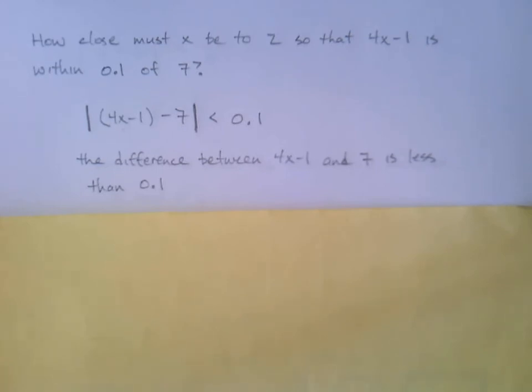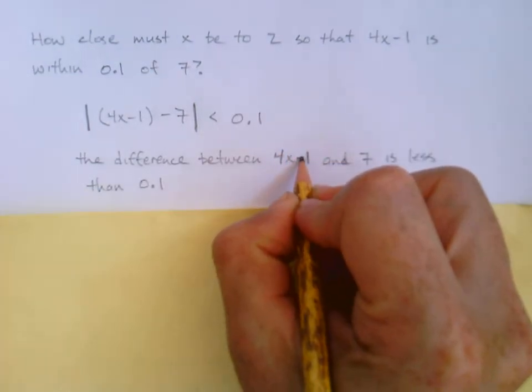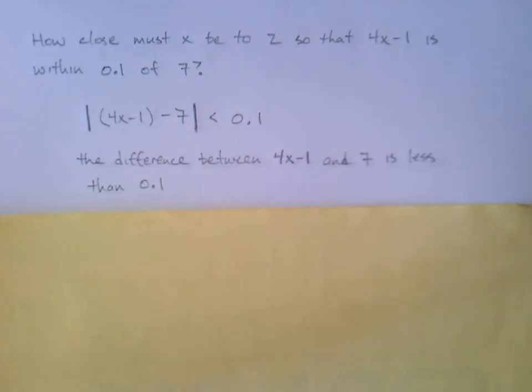So here's what I just said written out. The difference between my function 4x minus 1 and 7, the difference, the subtraction, is less than 0.1. And I take the absolute value because I don't want to think of the distance between them as being negative. Distance is always positive. Hopefully it'd be a little bit easier if we were in class and I could get a sense of whether you're on the same page with me. But that's not the case. So I'm going to continue on.